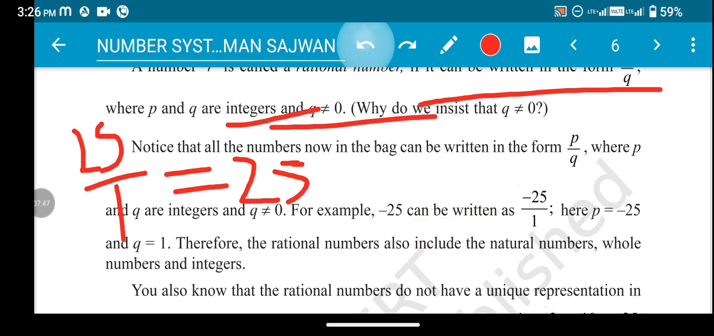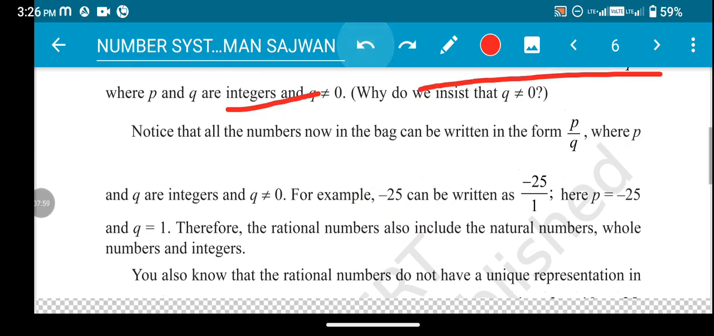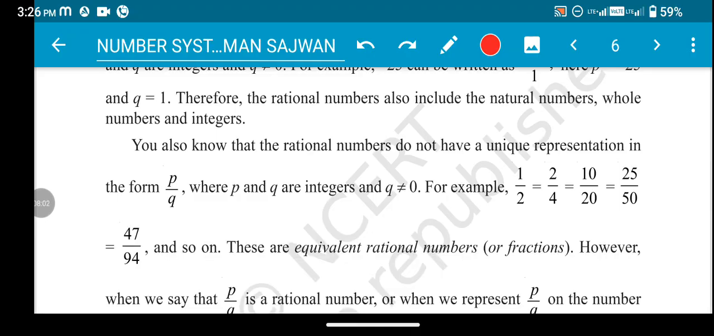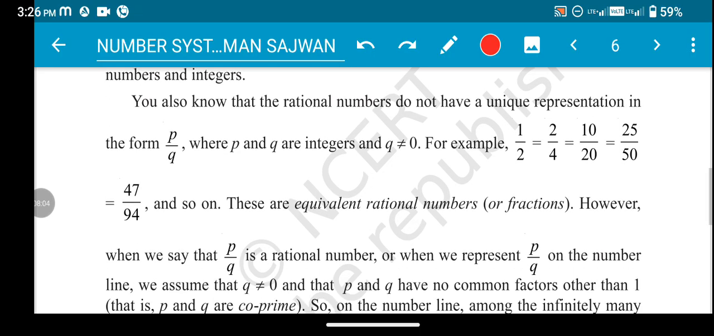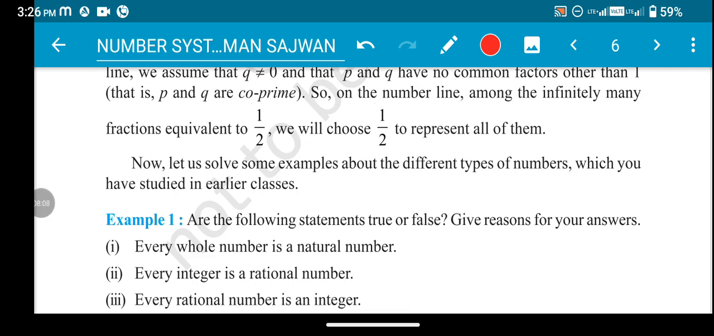And if there is 0 divided by 25, then the answer would be 0 only. Understand? We have already talked about rational numbers. What are rational numbers? We have done it already in class 8th.